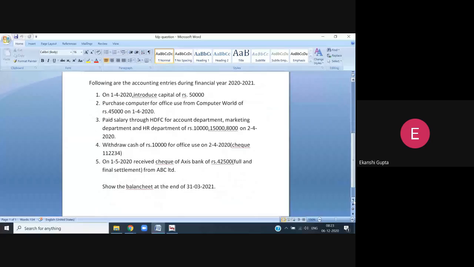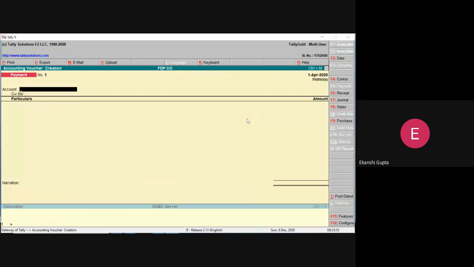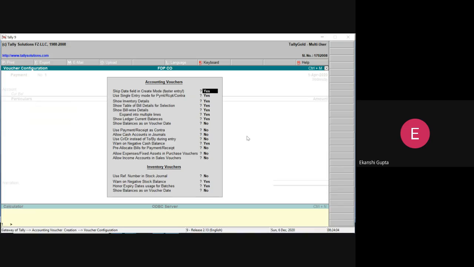The next is the following other accounting entries during the financial year 2021. These are the accounting entries which you need to pass in your accounting voucher. So now let's click on accounting voucher. And you can see accounting voucher shows use of single mode. So I'll press F12 and make some configuration changes in accounting vouchers.